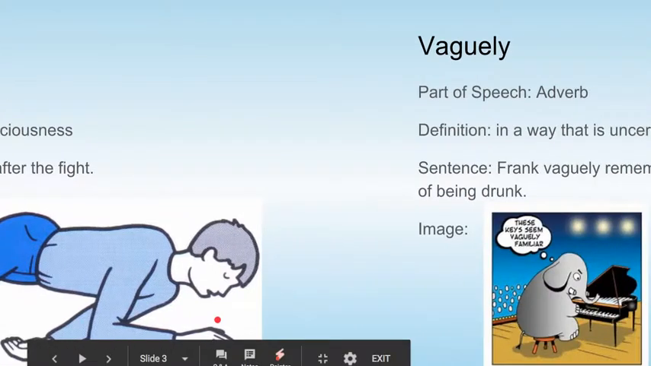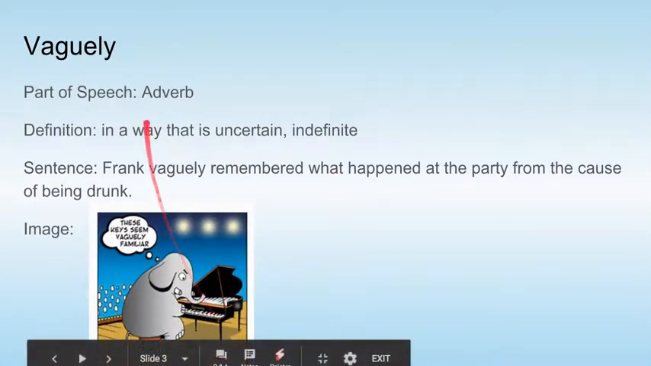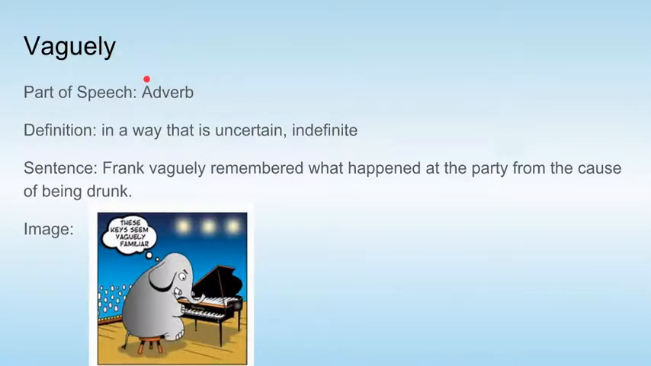Next slide. Okay, vaguely. So in this case, with the ly, vaguely is used as an adverb. The definition of vague means a way that is uncertain, unclear. Vague is something that's not too descriptive. So let's see the sentence here. Frank vaguely remembered. Good. Frank vaguely remembered what happened at the party because he was drunk.